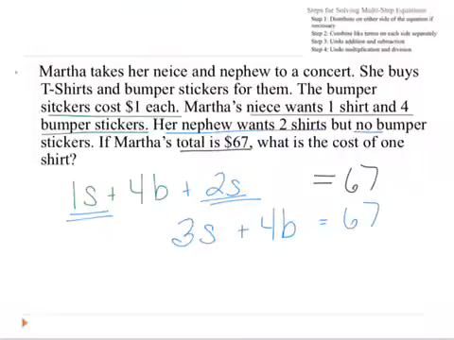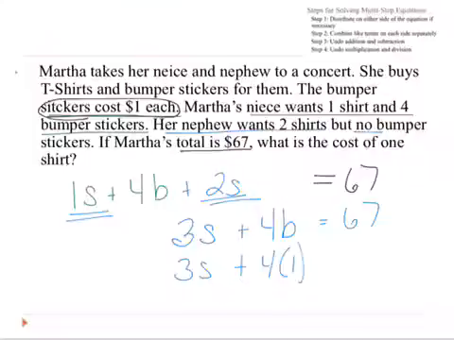Now we have another piece of information we haven't looked at. If you look up here, we know the bumper stickers cost $1 each. So our B is 1. So we're going to have 3S plus 4 times 1 equals 67. Now, the next step is undo addition, subtraction. So we need to undo this addition. What I do to one side, I must do to the other.